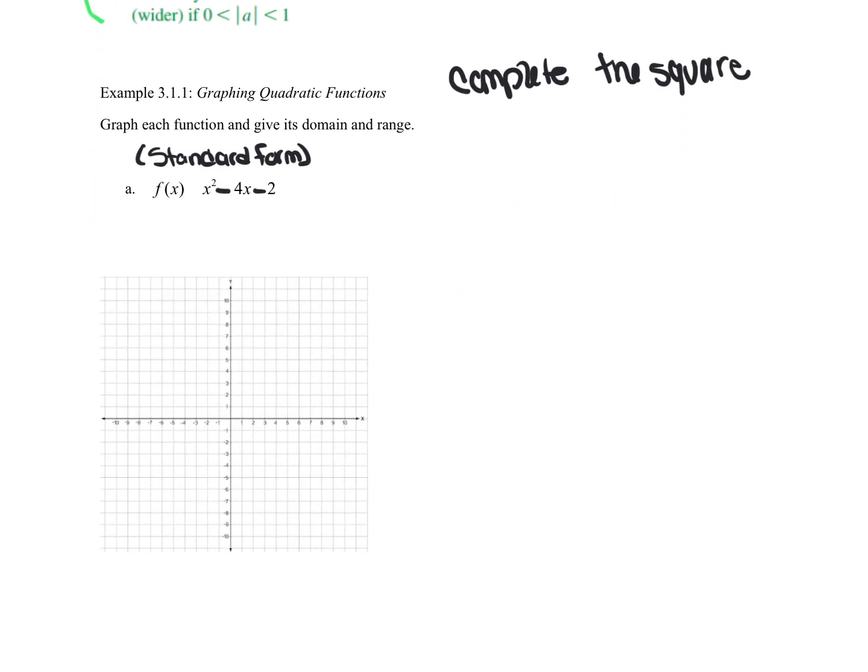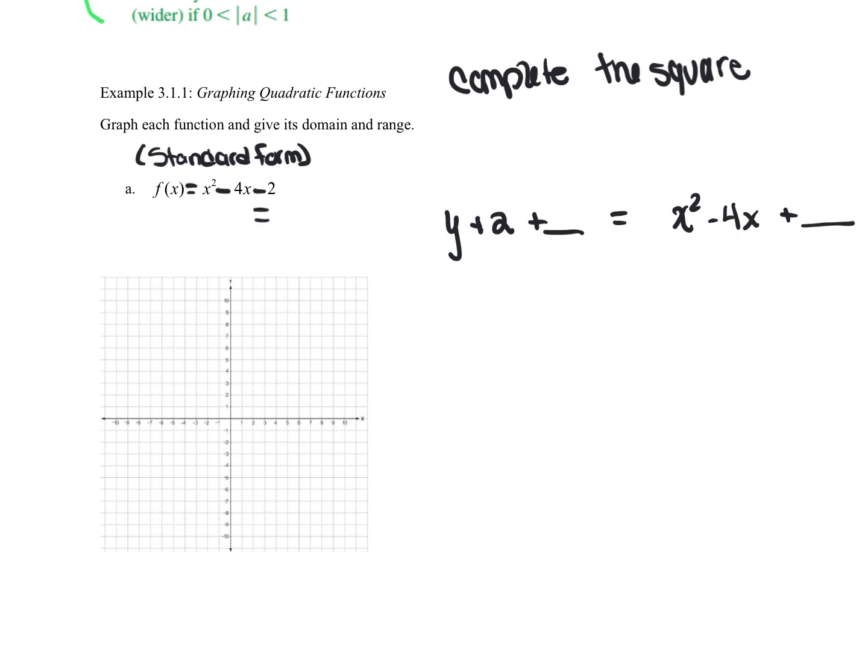So this first problem says that it wants me to graph and give the domain and range. So you absolutely can make a table and start with that. I am going to start by taking my standard form and going to vertex form. So let me do that. So I have y, f of x is the same thing as writing y. So I have y, and then remember you have to move this over. So y plus 2 plus that magic blank line equals x squared minus 4x plus the blank line.